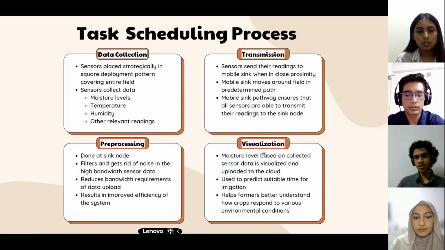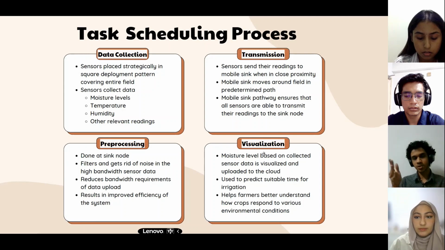The next step is to transmit this data to the mobile sync. The mobile sync will be a tractor that walks around the field and goes near each sensor to collect their readings. The reason it's called a sync is because if you imagine a sync, it takes in a bunch of data and concentrates it into one point. In this case, the tractor is the sync, and it receives data from a bunch of sensor nodes that are nearby it.